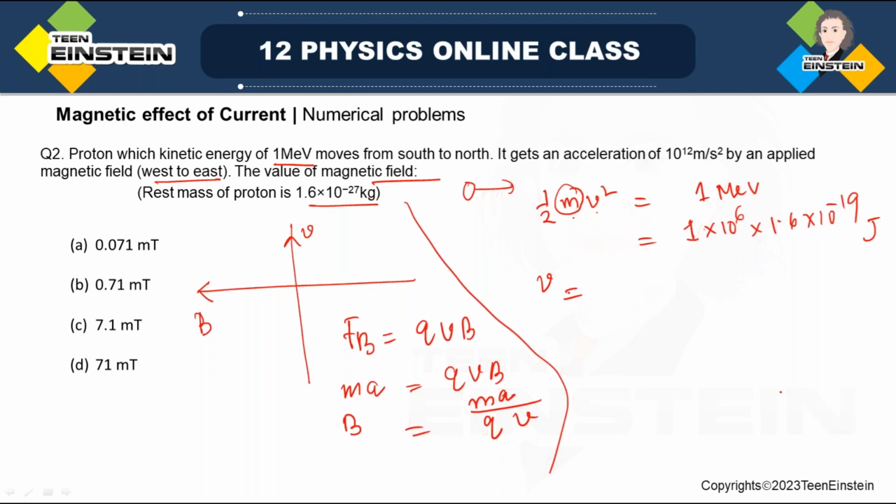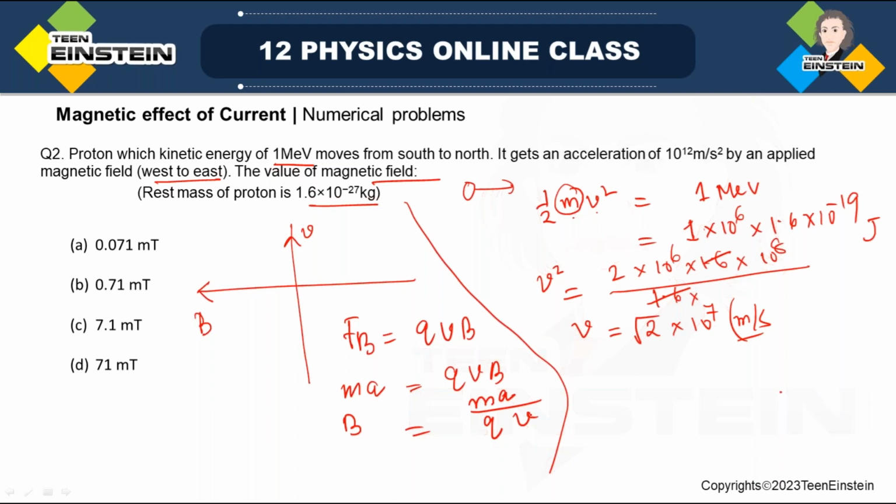We'll just try to get v square first. So it will be 2 into 10 to the power 6 into 1.6 into 10 to the power minus 19, and m is given as 1.6 into 10 to the power minus 27. So this will get cancelled. If this 27 goes and this is 19, it goes in the numerator, so it will be 10 to the power 8. So v will be root 2 into 10 to the power 7 meter per second. So we have got v.